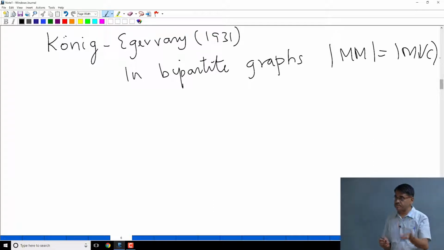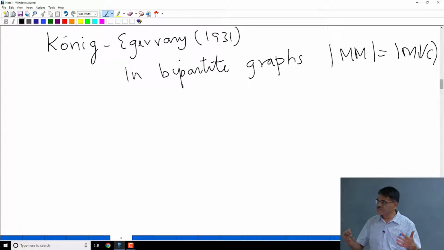In fact, the proof of this theorem is also algorithmic. I mean, there are proofs which are algorithmic. You can find the maximum matching and then do a little more work and get your minimum vertex cover. Okay. So, what does this tell you? That you can actually solve minimum vertex cover in polynomial time in bipartite graphs.